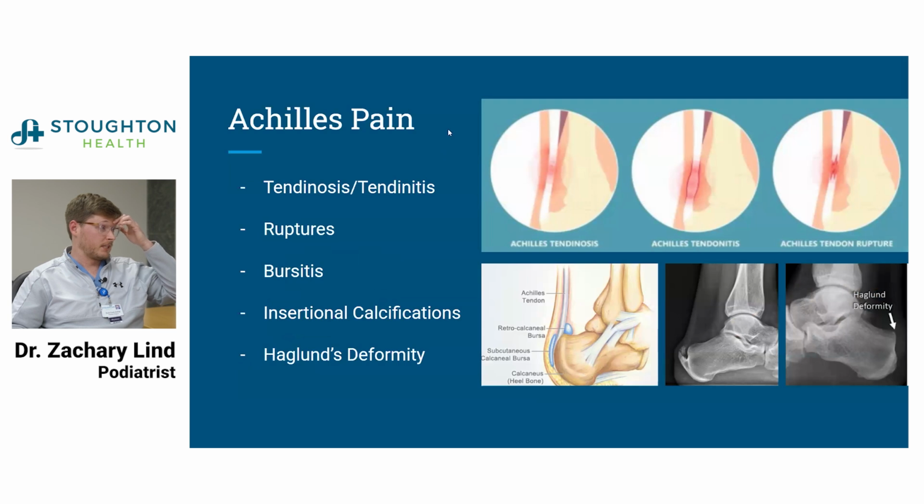So moving to Achilles pain, these are kind of the mainstays of Achilles pain. Tendinosis and tendinitis are kind of used in conjunction. A lot of things start as tendinitis and then eventually progress to a tendinosis, osis meaning more degeneration, itis being more inflammation. We also have frank Achilles ruptures.